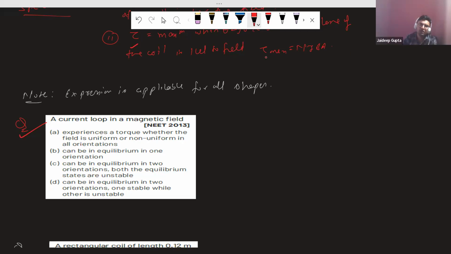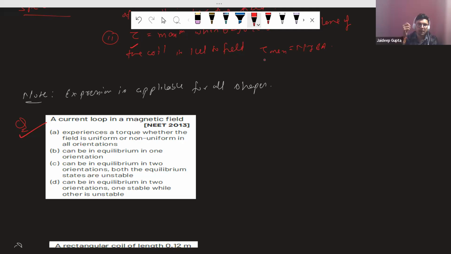Look. A current loop in a magnetic field experiences a torque whether the field is uniform or non-uniform. Fine, but it completely depends on the angle between the area vector and the magnetic field. D, okay. The first is wrong. D, correct. Look, if we place a current carrying loop in a magnetic field, it may or may not experience a torque, whether the field is uniform or non-uniform. If the angle is 0 degree between the area vector and the magnetic field, the torque is zero in both cases.